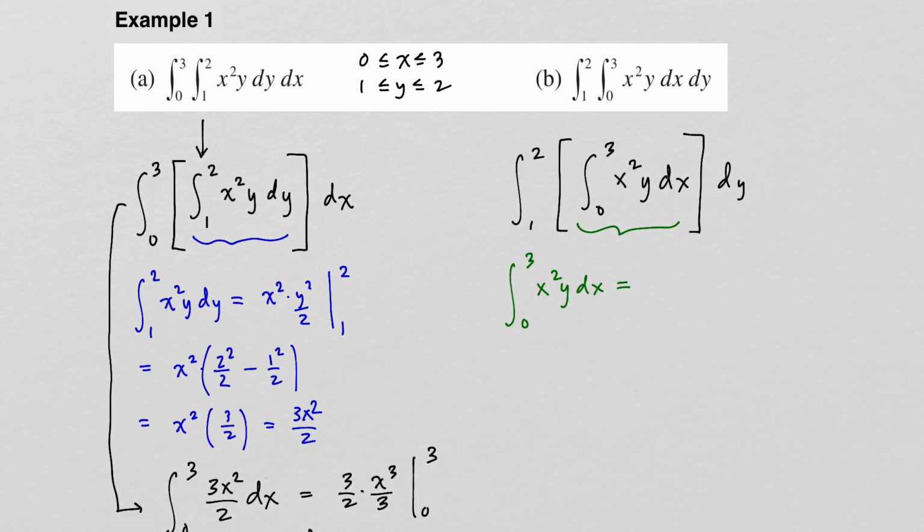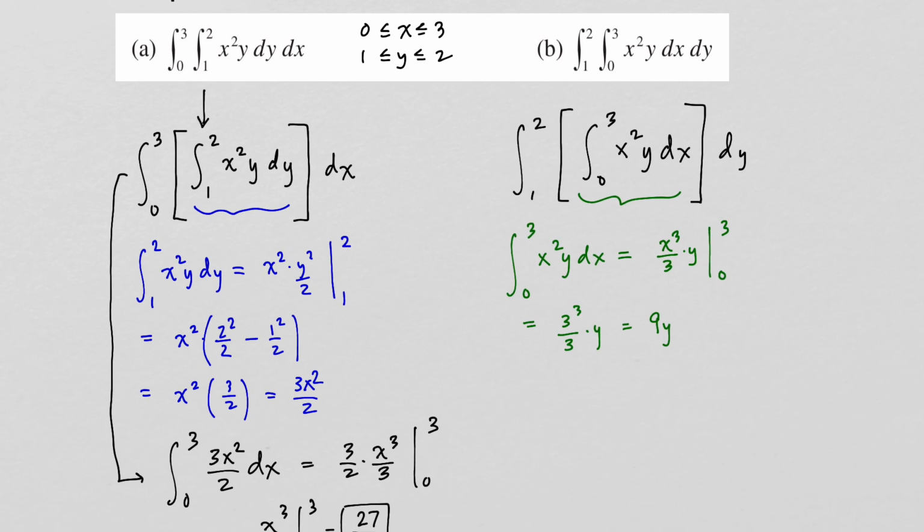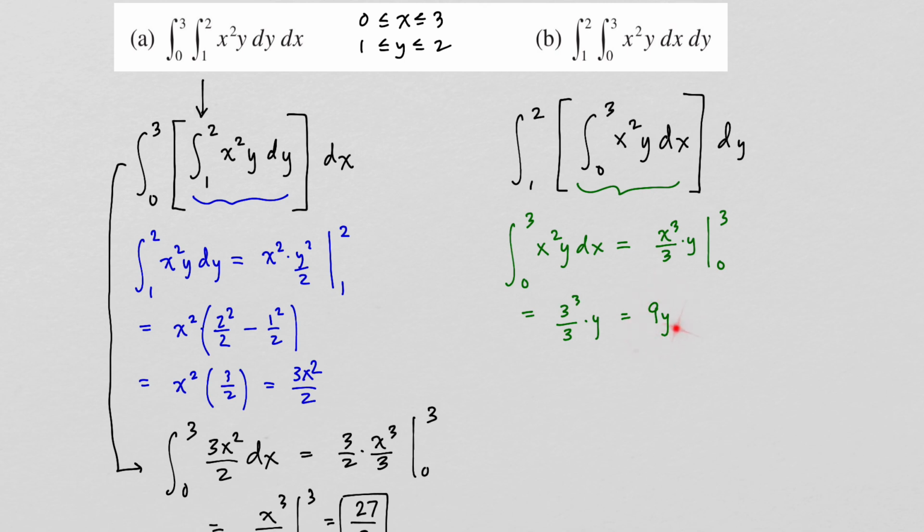The integral of x squared is x cubed over 3 times y, and this goes from 0 to 3. Now keep in mind we are integrating with respect to x, so these limits get plugged into the x variable only, and that is going to be 3 cubed over 3 times y, and then minus 0, of course, when you plug in 0, and so this is 9y. So now we can finish this problem by taking 9y and plugging it in for this integral here.